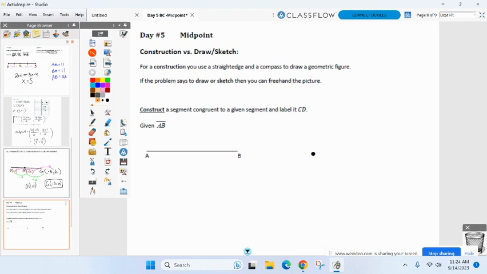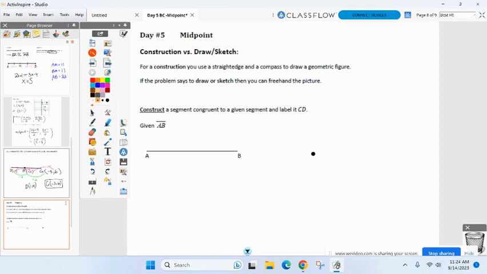And that is copying a line segment. So look at the directions for me for the first one. Construct, which tells me what? Use your compass and straight edge. A segment that's congruent to the given one, which is AB. And label this one CD.